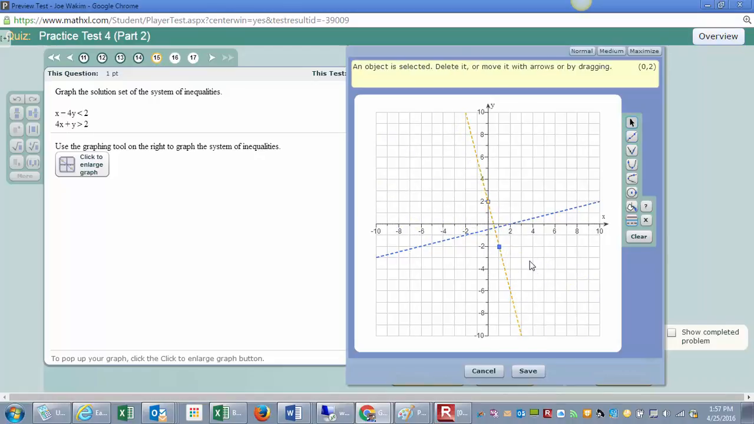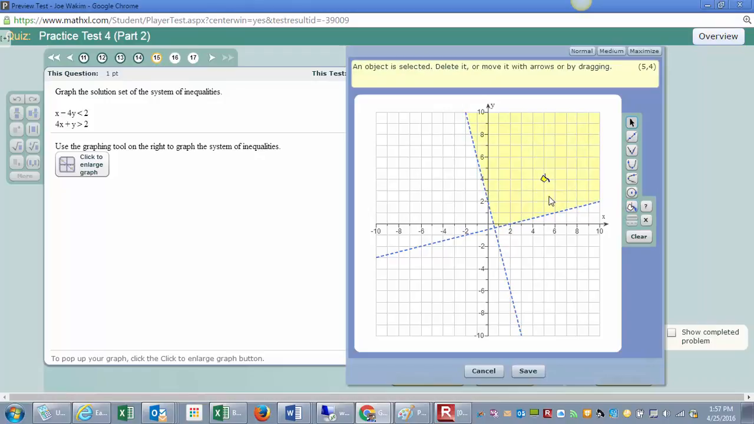Now let's find the region. As you see, this is the first line. Let's take 0, 0. 0 plus 0 is less than 2. So for the blue, these are the region on the top. Both regions are good for the first line. Let's take 0, 0 for the second line. 0 plus 0 greater than 2 does not work. So this region is not good. This region is good. So that would be the overlap region here.